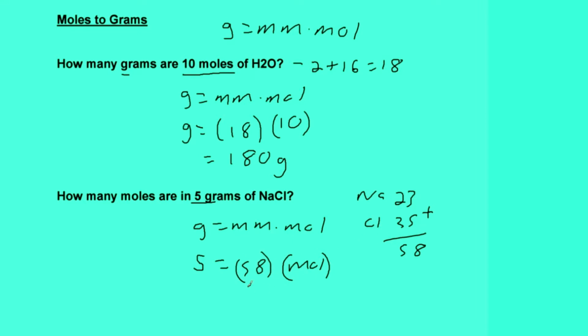Okay, so now a little bit of algebra. Remember, you're going to want to divide by the number that's next to your unknown. So in this case, it's the 58. Because look what happens. This cancels with that, so now you just have moles equals 5 divided by 58, 0.086 moles. There we go. Simple conversions just using a formula.